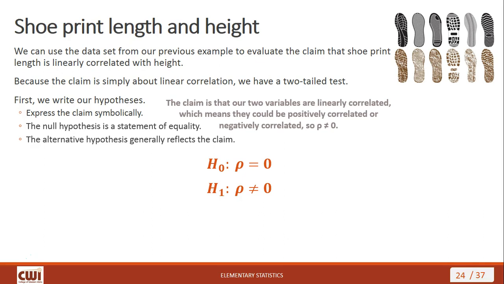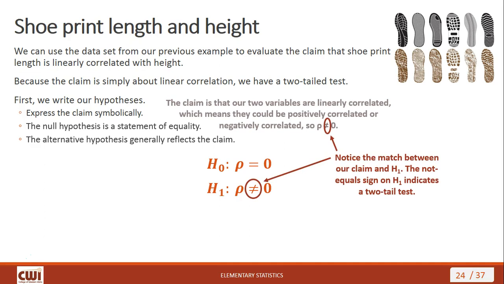Notice here we have an interesting setup. So here we actually have a match between the claim and our alternative hypothesis. Typically when we had a match between the two, we would have a one-tailed test. But here in this instance, we have a two-tailed test. The reason why we have a two-tailed test is because look at the inequality sign that we have with our alternative hypothesis. The inequality sign is not equal to, and that is the indicator that says we have a two-tailed test. So we have a match and we have a two-tailed test.